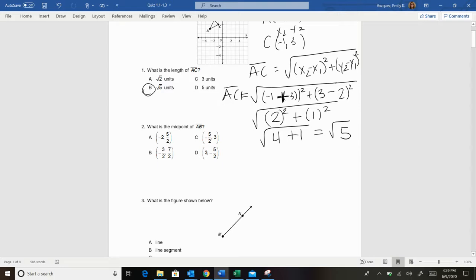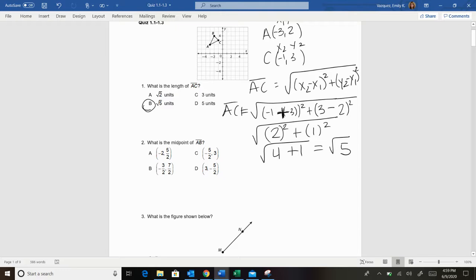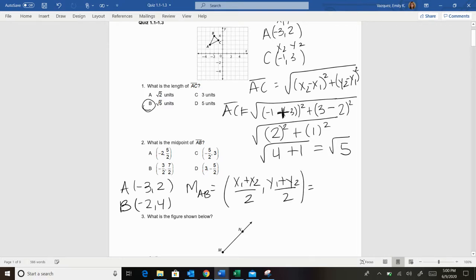What is the midpoint of AB? So we're given the same figure for this. Again, point A is (-3, 2). And B, if I'm looking at the last problem, is (-2, 4). And my midpoint of AB is going to be the average of my x's, add both together and divide by 2, and the average of my y's, add both y's together, divide by 2. I'm going to plug in. I have -3 plus -2. Those are my x's. And then for my y's, I have 2 plus 4.